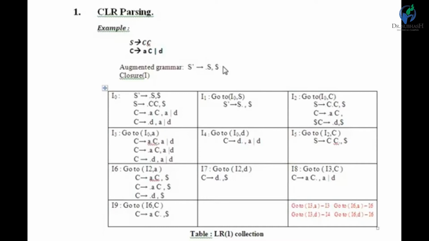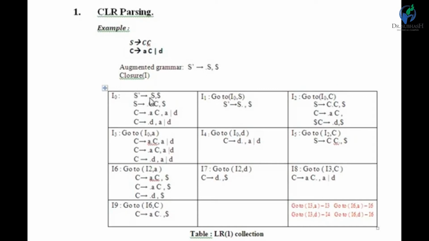In the CLR parsing table you have to find look ahead symbols, and for the look ahead symbols you have to find follow. How can you find follow? For that, refer to our previous video in which we already discussed how to find first and follow of a given grammar. So first find the closure of I0. The first item is S' gives dot S, comma, look ahead dollar sign.